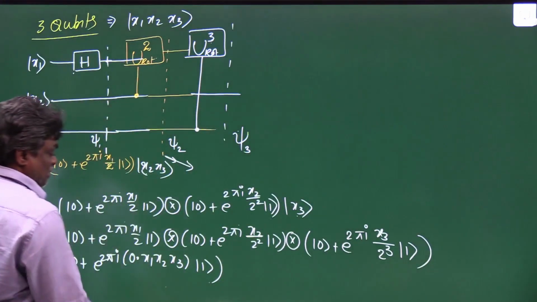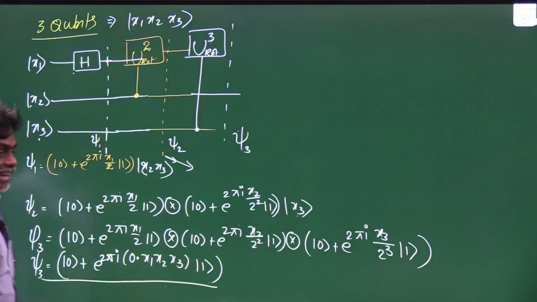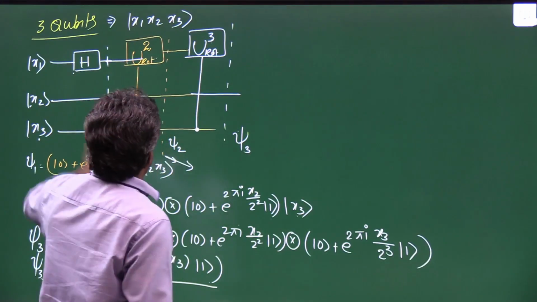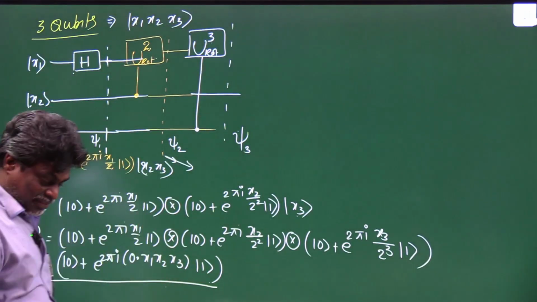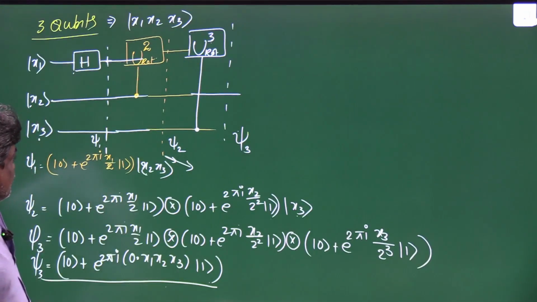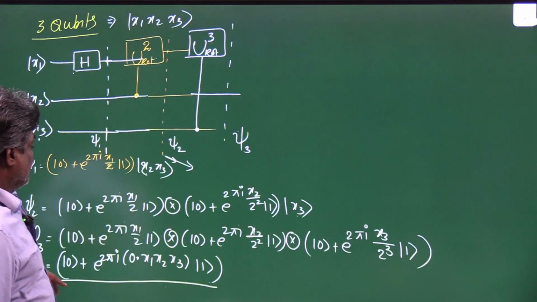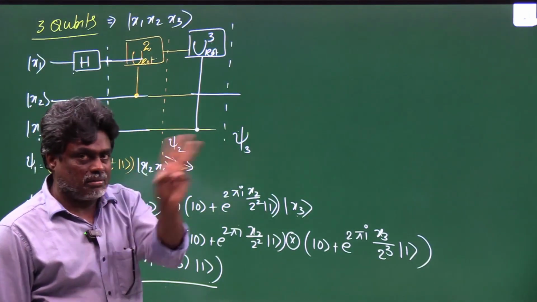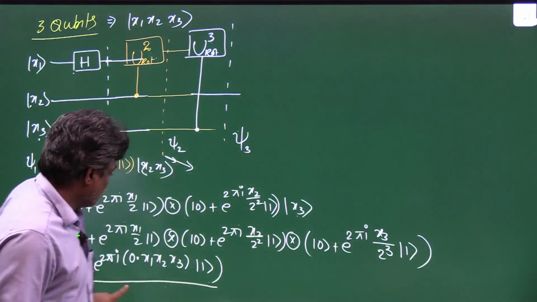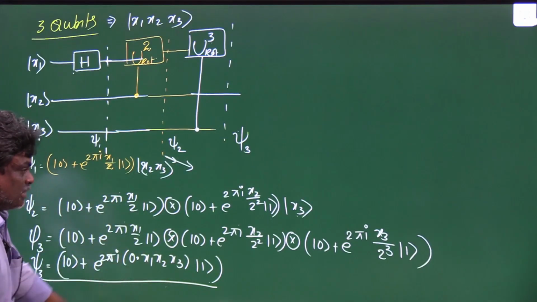Now, if you observe carefully, can you please tell me, in the Fourier transform, after doing these gate operations, how many terms we got? 3 qubits Fourier transform contains 3 terms. Out of the 3 terms, you got only 1 term now. Please check.